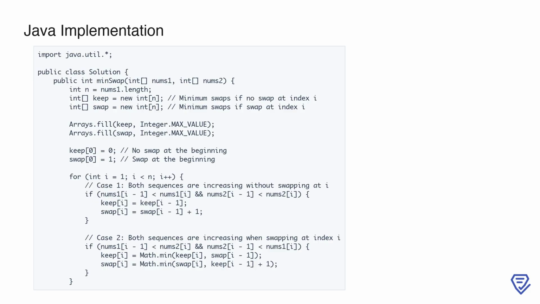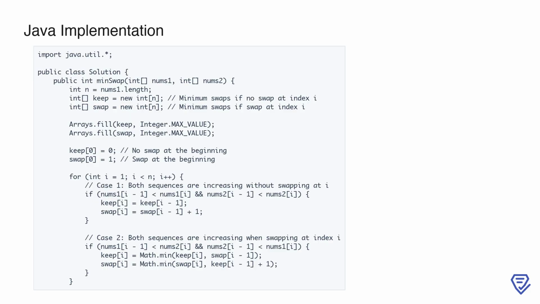First, when both sequences remain strictly increasing without a swap at index i, the values of keep[i] and swap[i] are updated based on the previous values of keep[i-1] and swap[i-1]. Specifically, keep[i] simply takes the value of keep[i-1] and swap[i] takes the value of swap[i-1] plus 1 because a swap at the current index increments the total swap count.